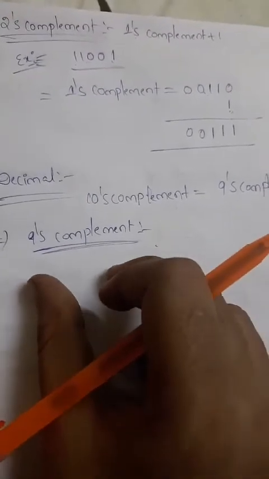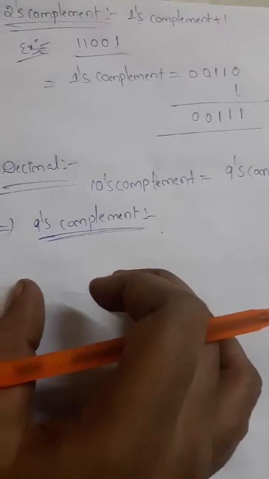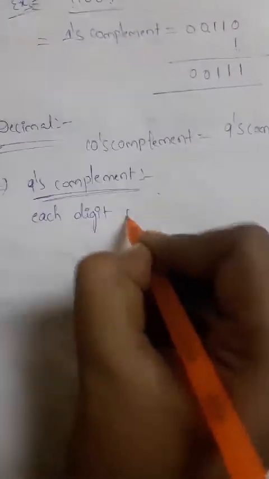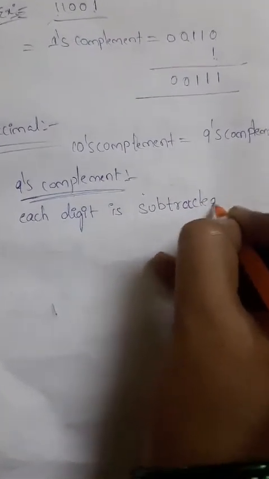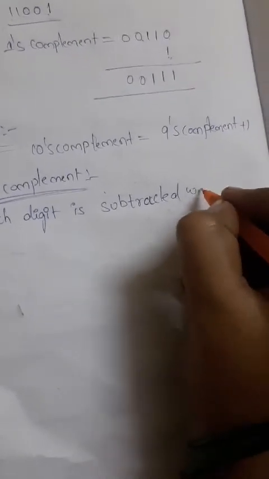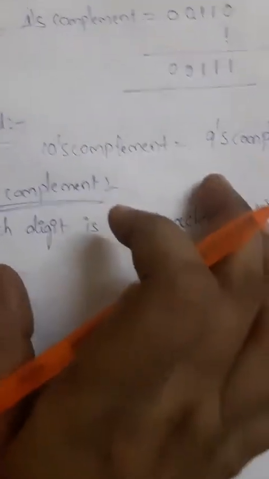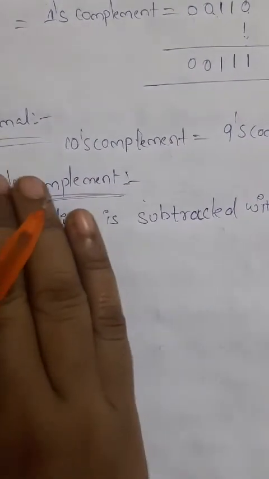The 9's complement of a number is calculated by taking the decimal number and subtracting each digit from 9. Remember the point, this is the main point: each digit is subtracted from 9. Whatever the number has, whether it may be a 6-digit, 4-digit, 3-digit or 2-digit number, compulsorily every digit of the decimal number will be subtracted from 9.